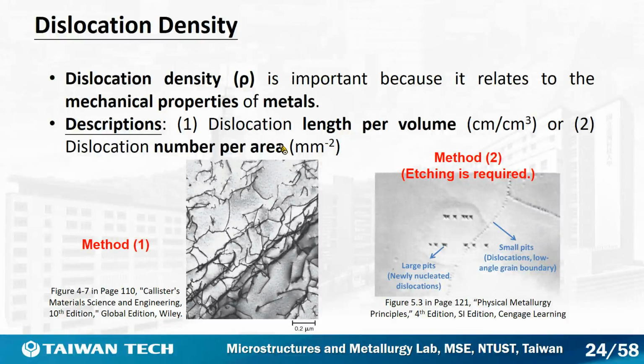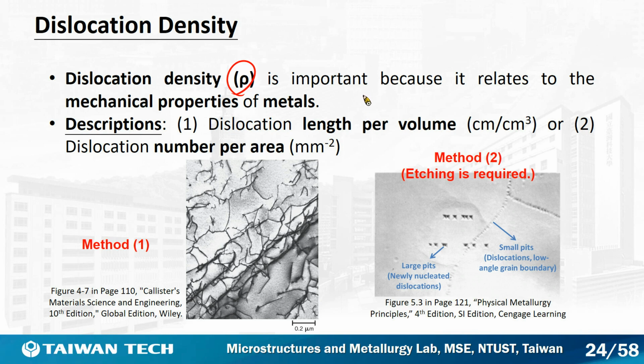And now let's talk about dislocation density. Dislocation density, or rho, is important because it's related to the mechanical property of metals. It's about the strengthening mechanisms. This one is strain hardening. We will talk about it later in this chapter.